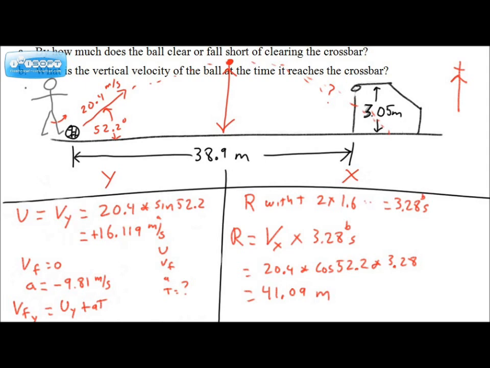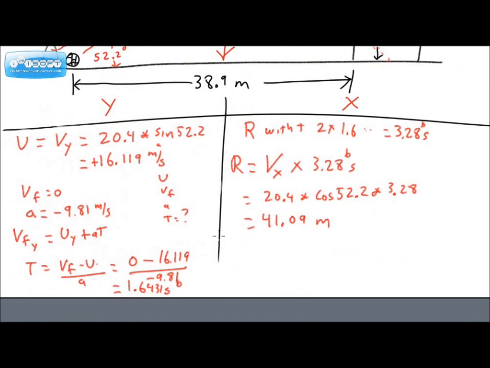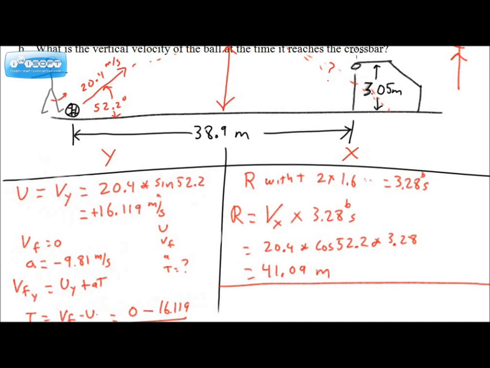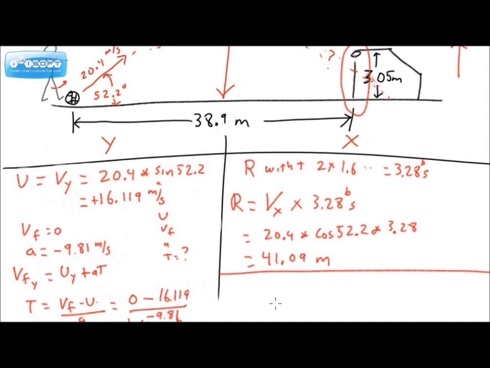So how do we figure that out? Well, let's take a look at it this way. We want to see what's happening in this regime here. Well, that regime is at the 38.9 meter mark. So what's happening at this 38.9 meter mark? Well, how long did it take to get there? Let's back up at our time.